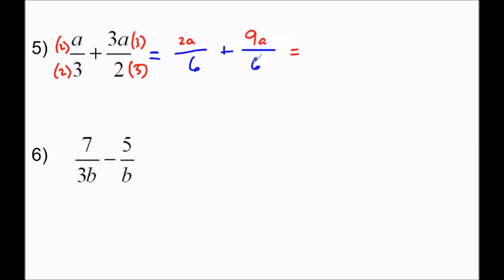That was the hard part. This is the easy part. 6 stays as the denominator. 11a is our numerator. Can't be simplified. You work on number 6. Play the recording when you've got an answer.